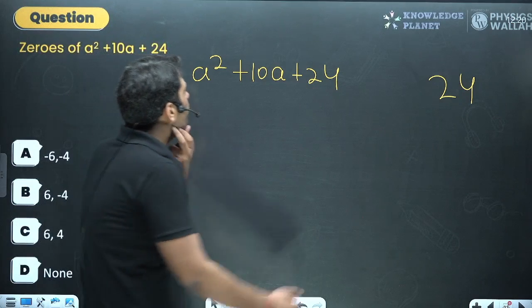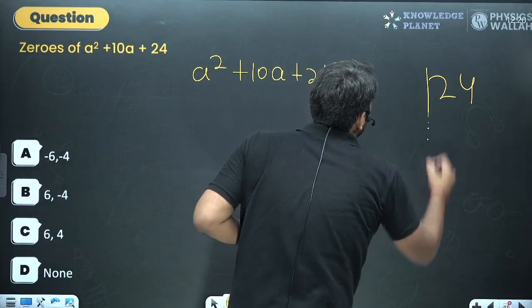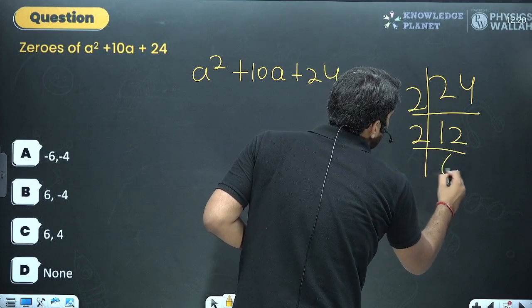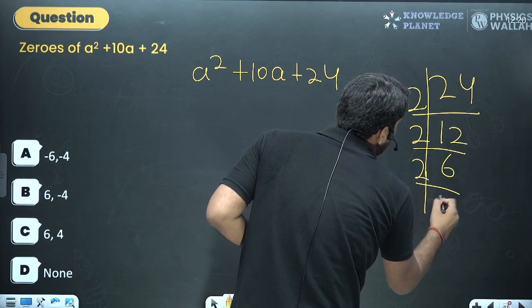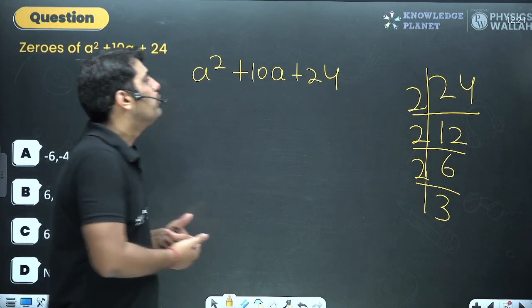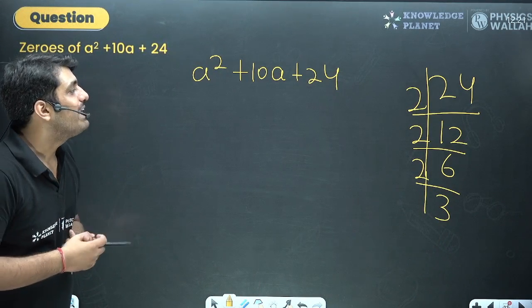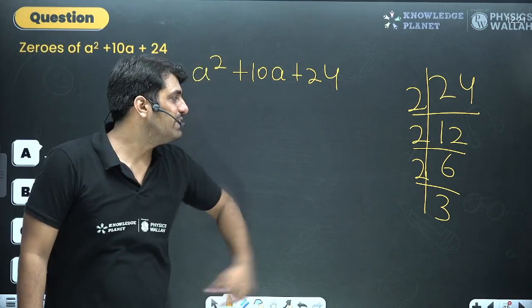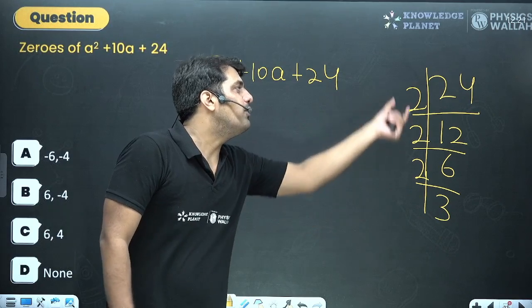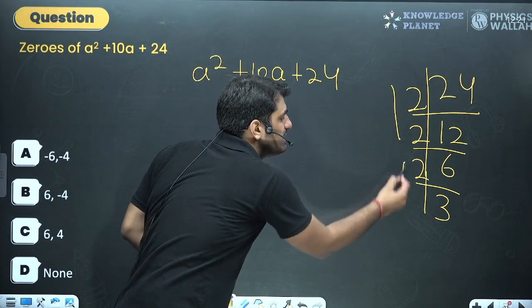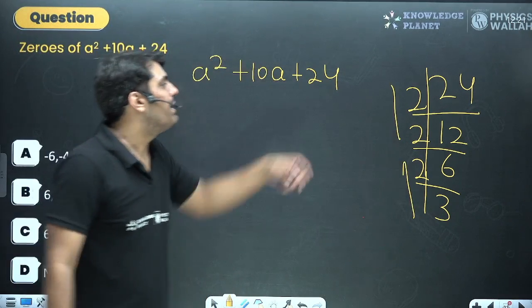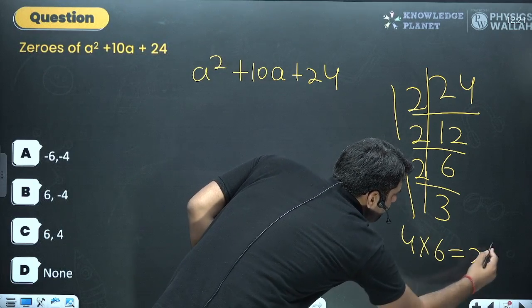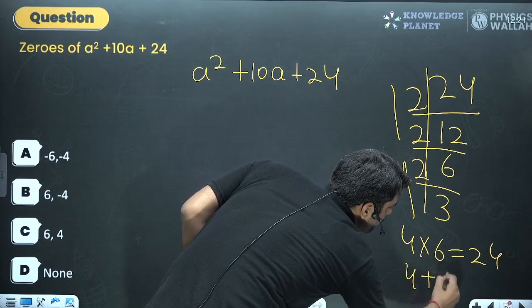So 24 can be written in what manner? You can do the factorization. 2, here we get 12. 2, here we get 6. Again factorizing, here we get 3. Now we can observe what we need to do for 24. What do you think? What can be done? 2 into 2 is 4. 4 into 6. Why 6? 3 into 2 is 6 and 2 into 2 is 4. I am clubbing this and clubbing this. 6 plus 4. So 4 into 6 equals 24, and 4 plus 6 will be equal to 10.